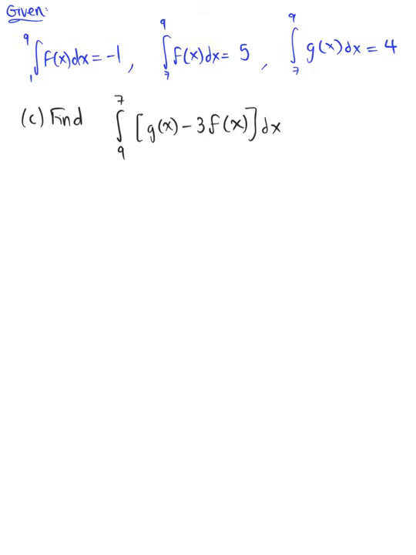And last but not least, we have part C, where we are asked to evaluate the definite integral from 9 to 7 of the function g of x minus 3 f of x. The first thing we're noticing here is that our bounds are backwards. We have the larger value in the lower bound and the smaller value in the upper bound. So we need to flip those bounds, and we can do this by the order of integration. Don't forget we have a minus out in front when we flip those bounds. So this is minus the definite integral from 7 to 9 of g of x minus 3 f of x dx.